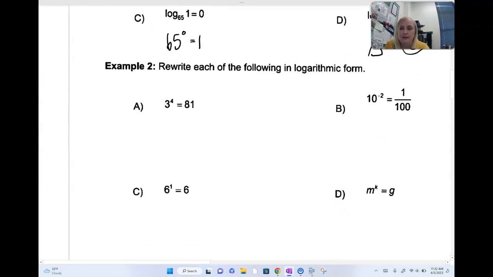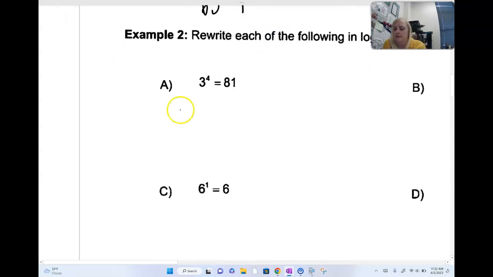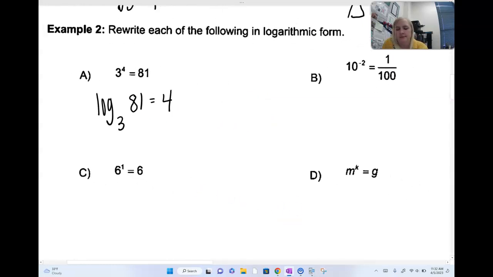All right, now we're going in reverse. We're going to go from exponential to log form. All right, so we have log base 3 of 81 equals 4. Remember, it equals the exponent. So you're going to trade places and set that up.